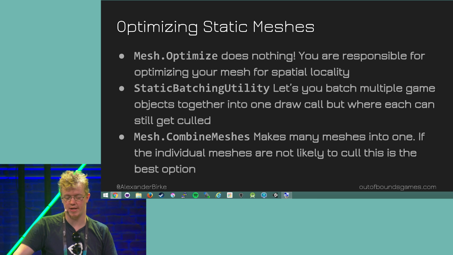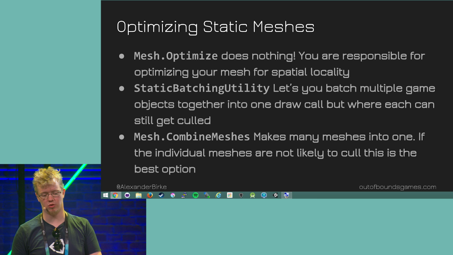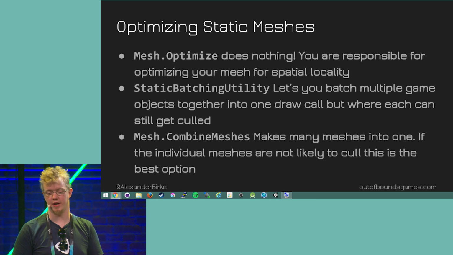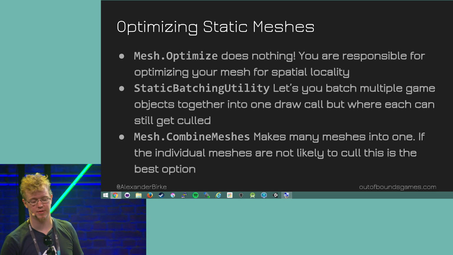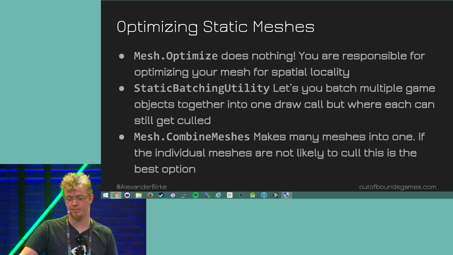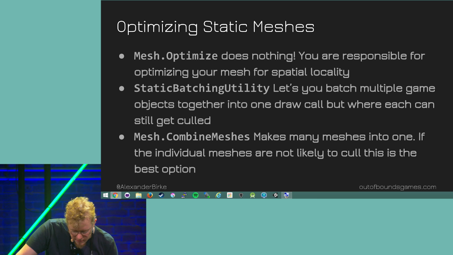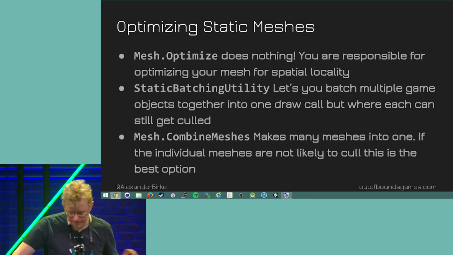You can also use the static batching utility to take a bunch of meshes you have created on the fly and get them to render in one draw call on the Unity side. They actually stay separate meshes that way, and you can turn them on and off even then, but they still render in one draw call, which is nice. You can also combine multiple meshes, which is another optimization technique that can be handy. It really depends on the situation you're dealing with what you should do.